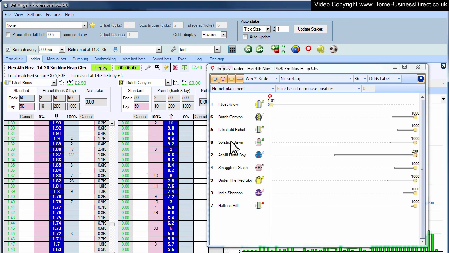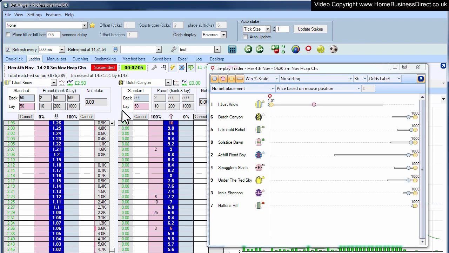1.01 is the finishing odds. So I would have made about £1. I think it's about 80 pence. So by letting the race go in play, I couldn't have lost anything, as you can see on the ladder. But by allowing it to go in play, I've actually nearly tripled my profit.